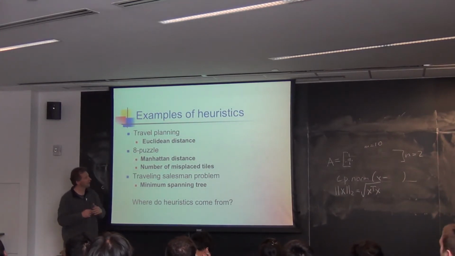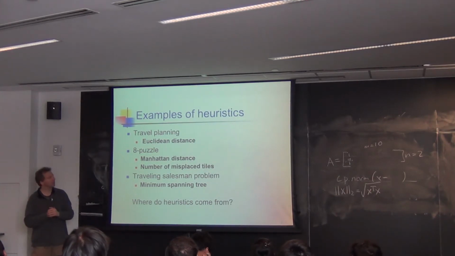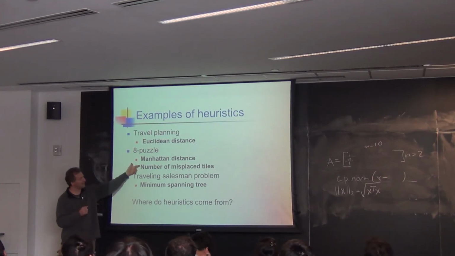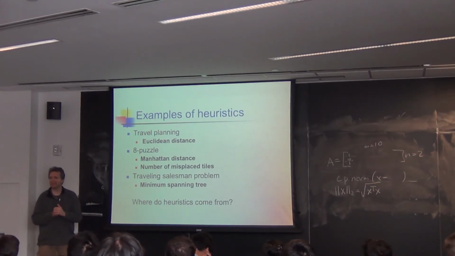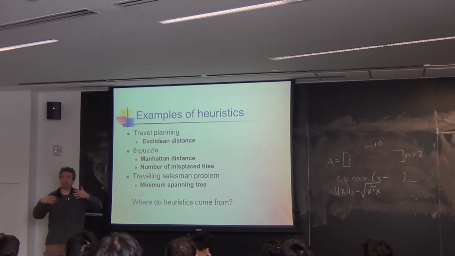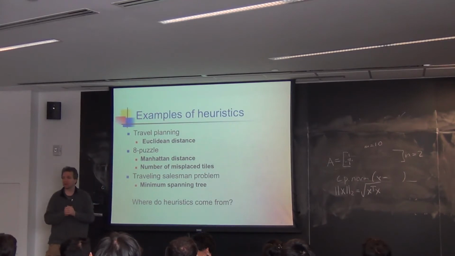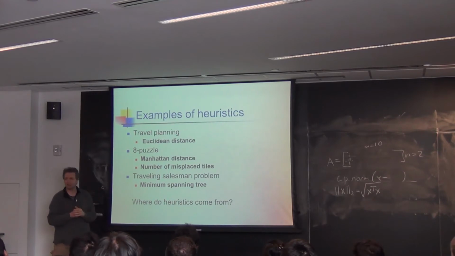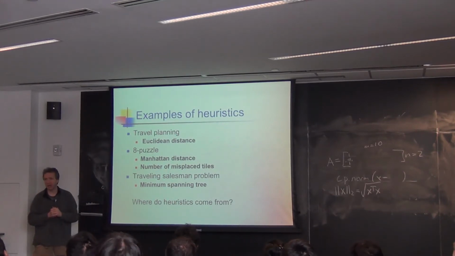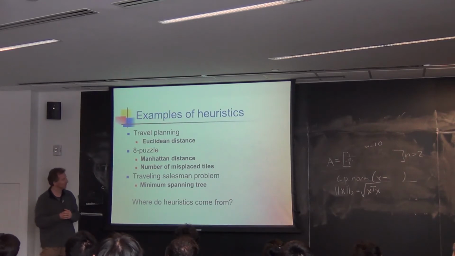For the 8 puzzle or the 15 puzzle, there are things like the Manhattan distance and the number of misplaced tiles. We'll go into a little bit more about that. Manhattan distance is just, imagine you being in Manhattan and you have to figure out how far to go. You can't cut through the blocks, so you have to go along the avenues and the streets, so it's the distance you would travel along those. The number of misplaced tiles is simply how many tiles are in the right place and how many are in the wrong place.